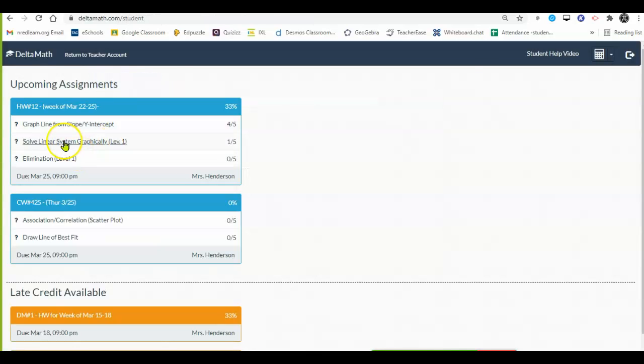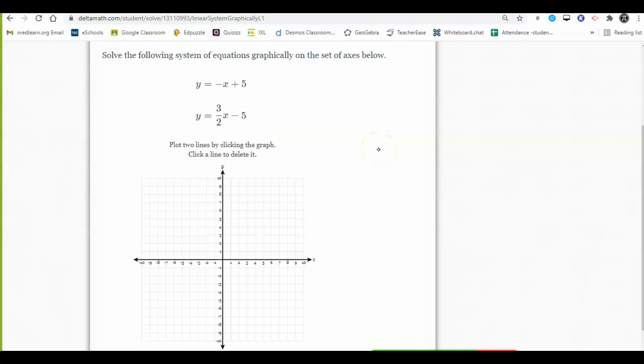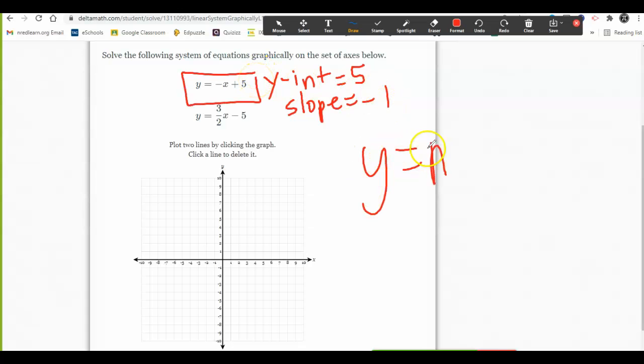Let's try topic number 2. Solve linear systems graphically. Now this is similar to what you just did, but instead of me saying that the y-intercept is 5 and that the slope is -1, which is exactly what this sentence is saying, because any sentence written in this order tells you a slope and a y-intercept.